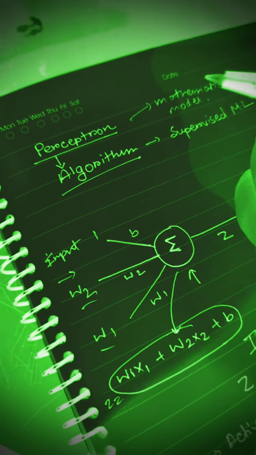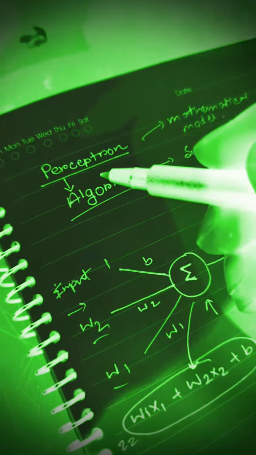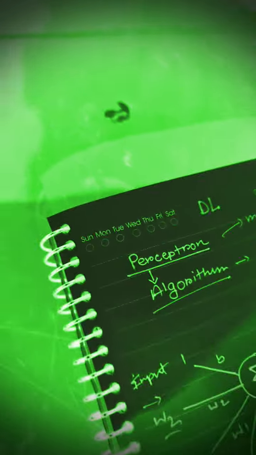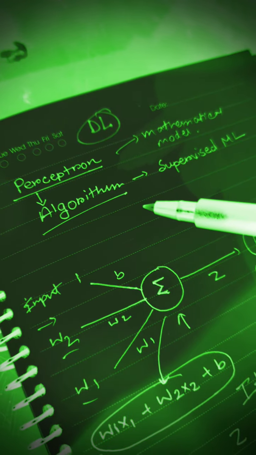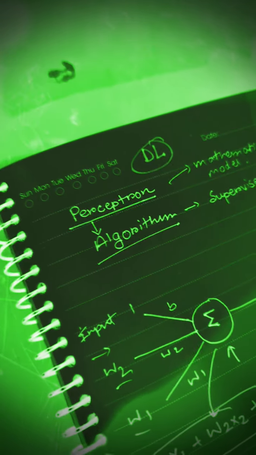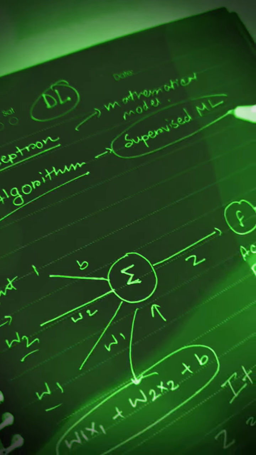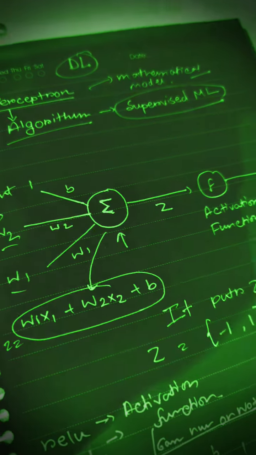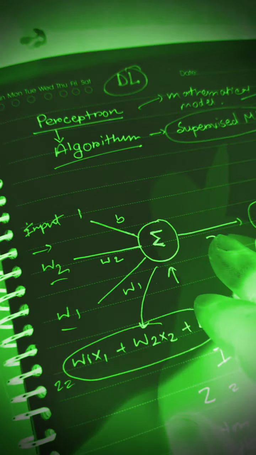Let's see, today we'll learn about the Perceptron. It's a very important key to learning deep learning, right? So what is a Perceptron? It is basically an algorithm used in supervised machine learning, and it's a mathematical model. The basic model looks like this.